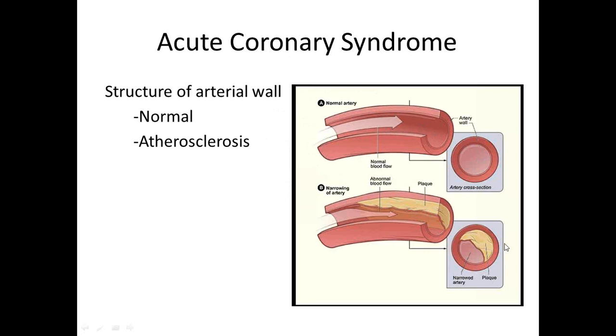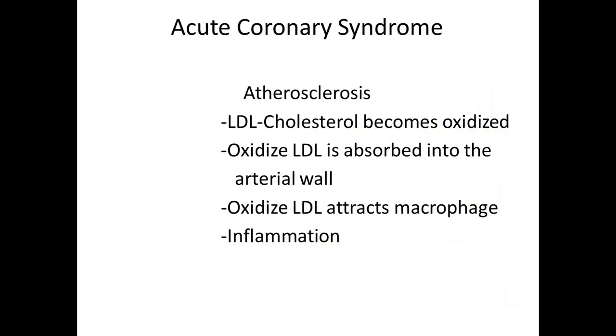Okay, if you look at it in cross section, the plaque is right here. You can see that the lumen of the artery is narrowed. So a significant plaque usually will obstruct about 70% of the arterial lumen.